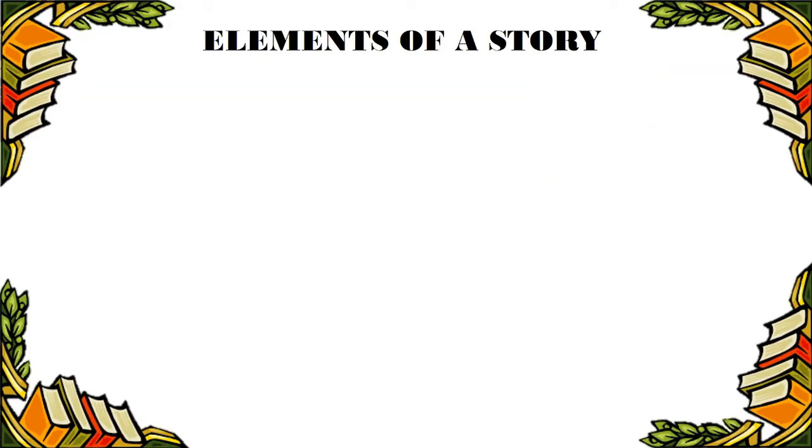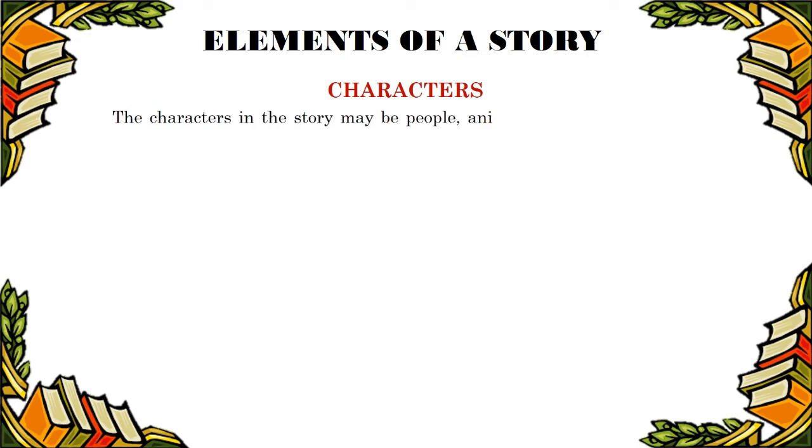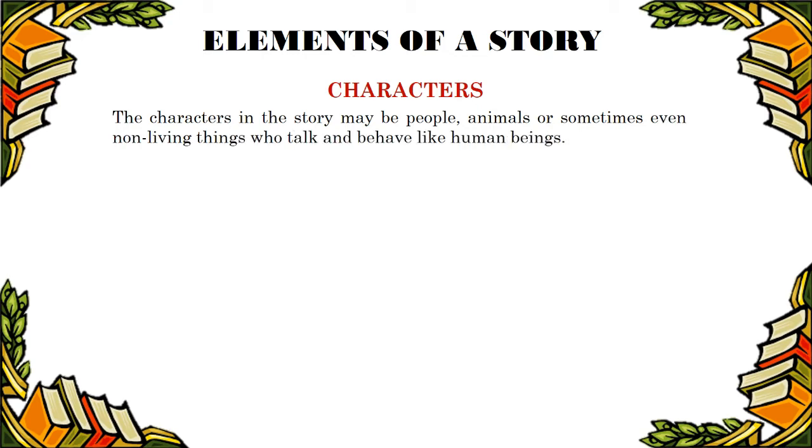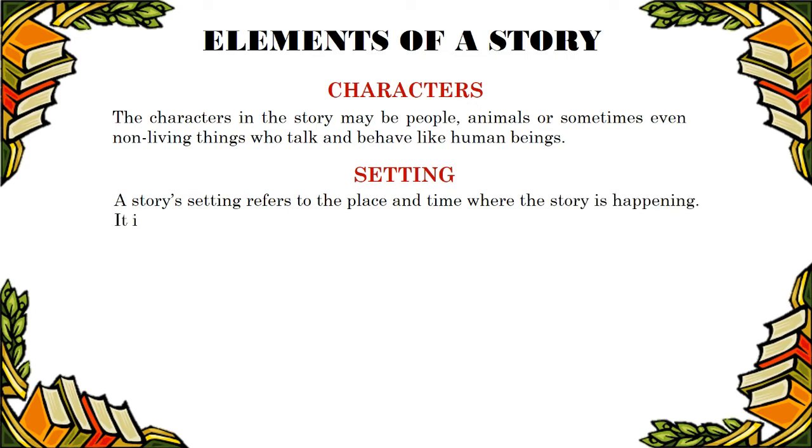Let us now have a look at the elements of a story. The first one is characters. The characters in the story may be people, animals, or sometimes even non-living things who talk and behave like human beings. The second important element is setting. A story setting refers to the place and time where the story is happening. It is the where and the when of a story.